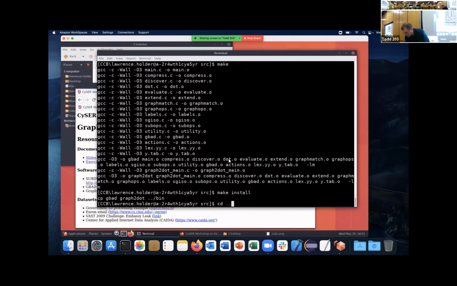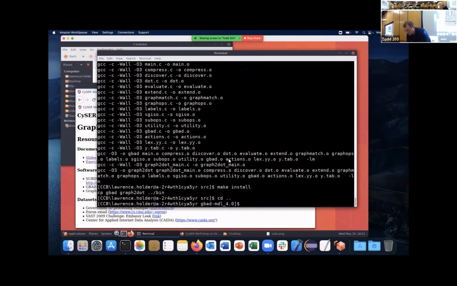Then I'll back up one. Now, GBAD over the years has evolved. We used to look for specific anomalies, like anomalies where there's something missing, anomalies where something has been added, or anomalies where something has changed. So there are different ways you can run GBAD. You can run it with -add, looking for anomalies that are additions, or -del, anomalies that are deletions.